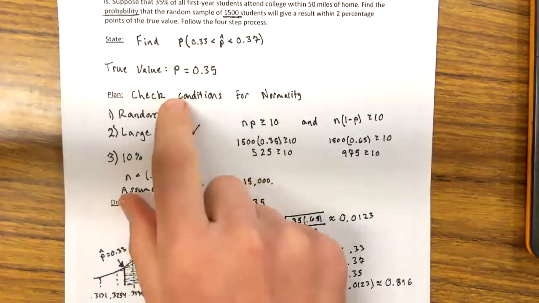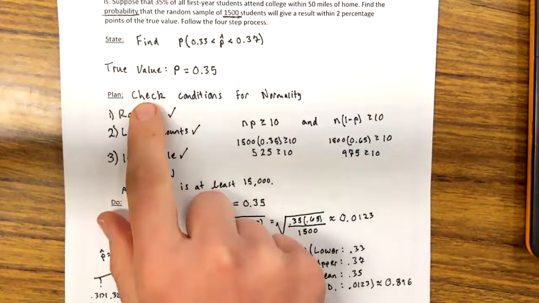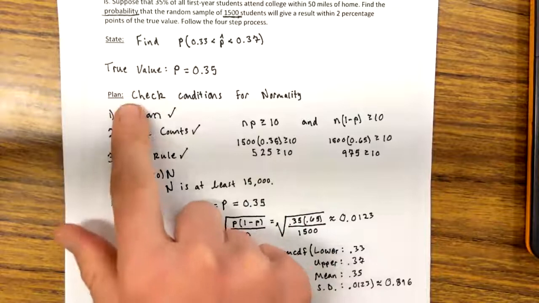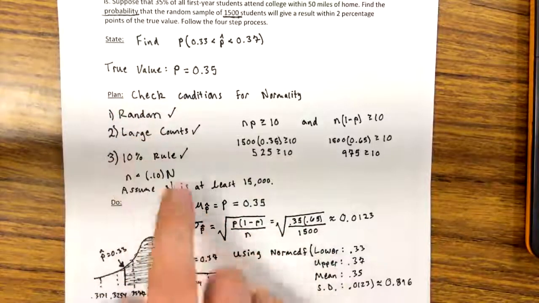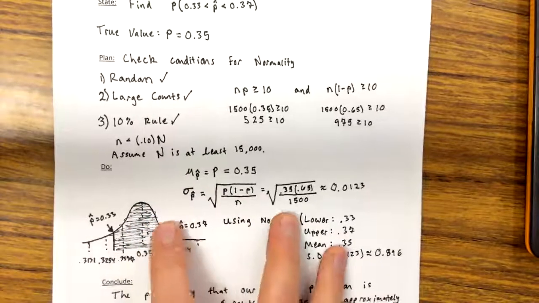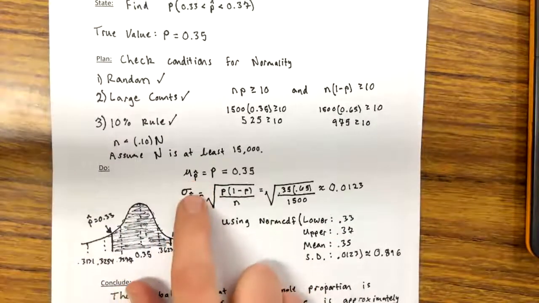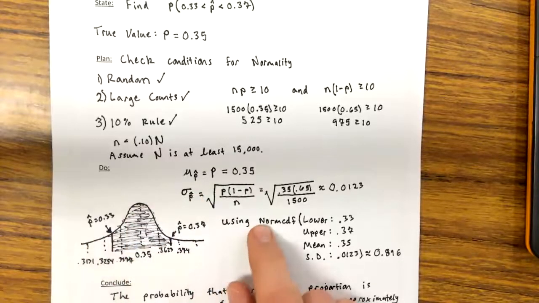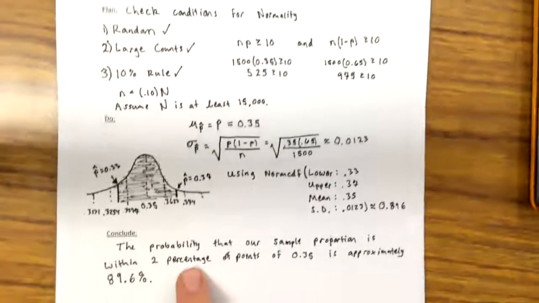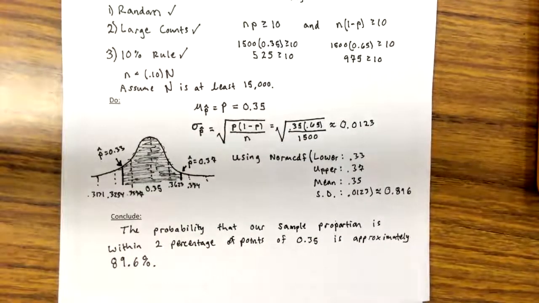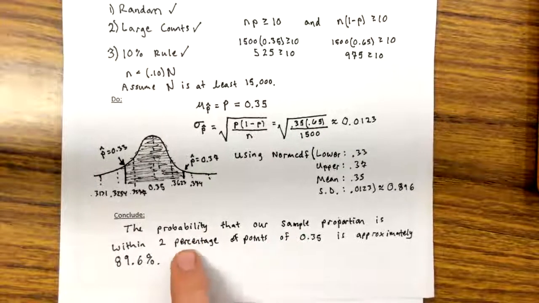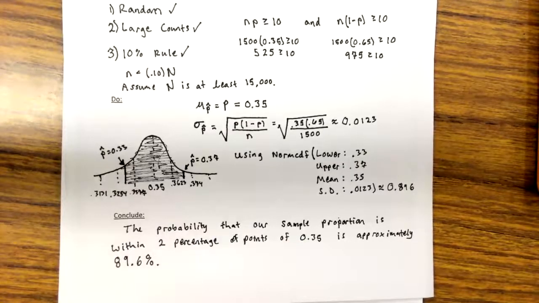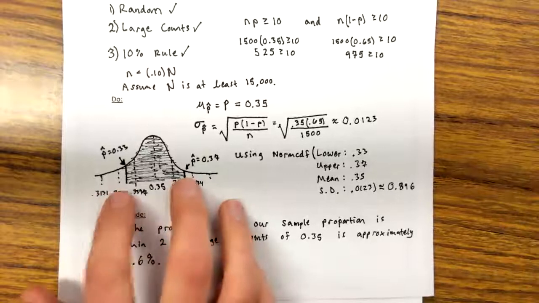When you're finding a probability with the sampling distribution, we're probably going to answer that question using a normal distribution, which means we have to plan, we have to check conditions. Random, large counts, the 10% rule. The do part is all the calculations. So we are going to have to find the mean and the standard deviation, draw a normal curve, shade it in, and then you can just use your calculator to actually find the probability, and then just write a conclusion statement that kind of wraps up your problem. We know that the probability of our sample proportion is within 2 percentage points of 0.35. And again, we calculated 89.6%, which makes sense if you look at our normal distribution.